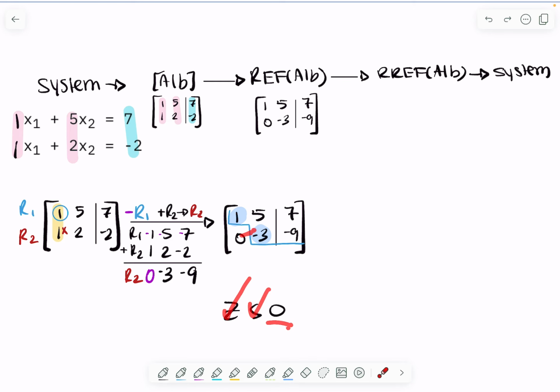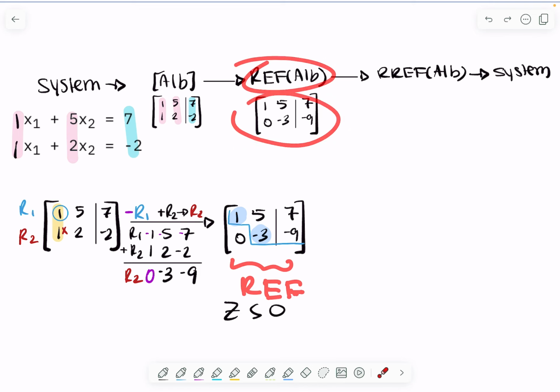And finally, are all entries under the leading entry 0? Well, this is a leading entry. Are all of the entries under it 0? Yes. This is a leading entry. Are all of the entries under it 0? Well, that's inapplicable because there are no entries there, so it automatically passes that. So we've confirmed that this is in row echelon form.